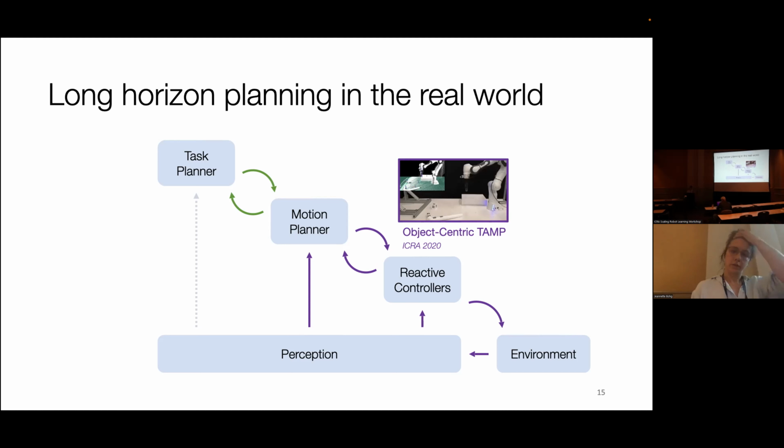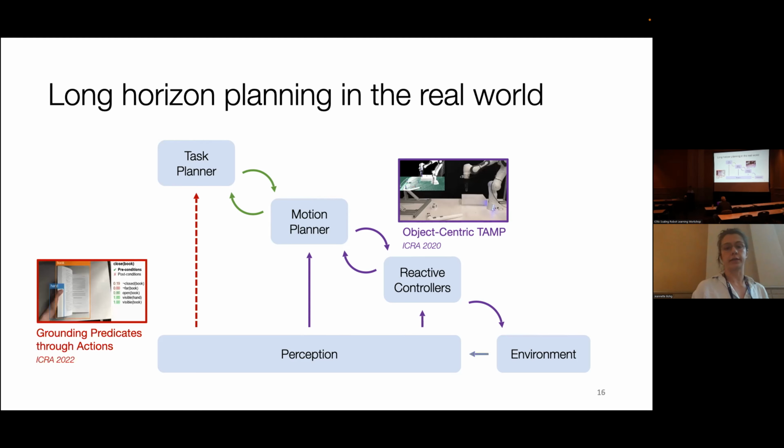Okay, so if we now wanted to use a task planner in closed loop, we need a way to perceive the symbolic state of the environment, such as whether a block is, for example, in the hand or on the table, so we can pass this information to the task planner and replan accordingly. And so this leads to the next work I want to talk about, which was presented here at ICRA, called Grounding Predicates Through Action, which addresses the difficulty of learning a symbolic state perception system.